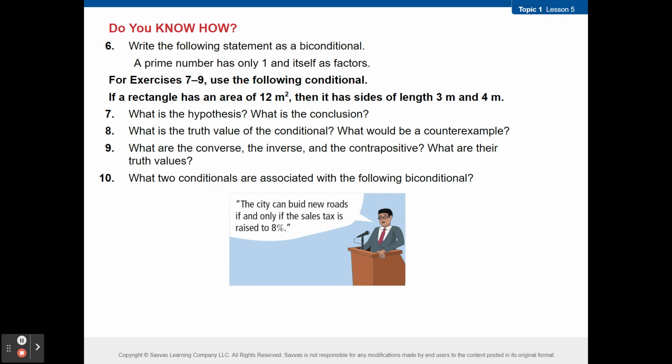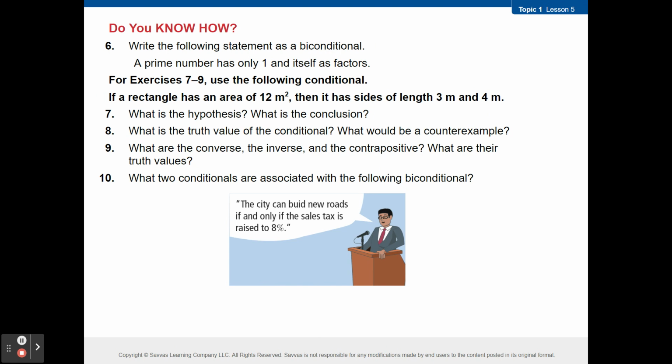So number 6, write the following statement as a biconditional. A prime number has only one and itself as factors. Someone tell me what's the biconditional gonna be? Go ahead. If and only if a number is prime, it has only one and itself as factors. Okay. Anybody got something else? I would put the if and only if in the middle. Okay, but outside of that, it sounded good.